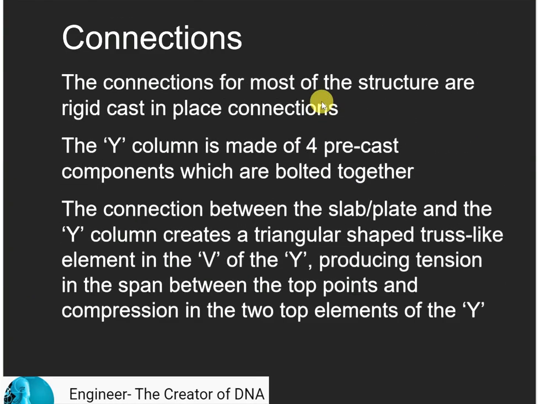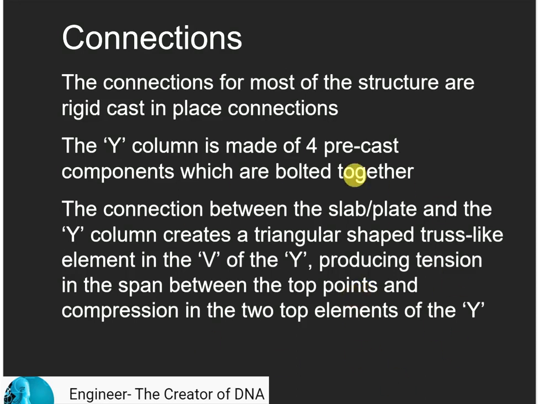Now you can see the connections. What are the connections they use? The Y-shaped column is made up of four precast components which all bolt together, and the connection between the slab plate and the Y columns creates a triangular truss-like element in the V of the Y, producing tension in the span between the top points and compression in the two elements. So they use the precast system and make it into four, first interconnected with the V shape and made into a Y shape. The top points have tension development in the area and compression in the two top points, in the form of a Y.